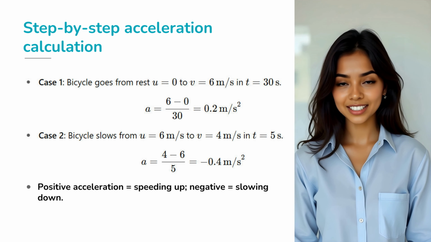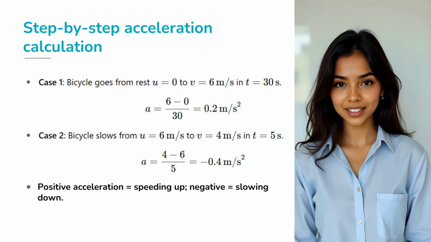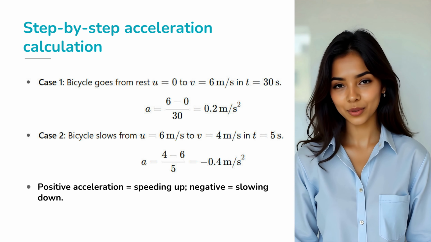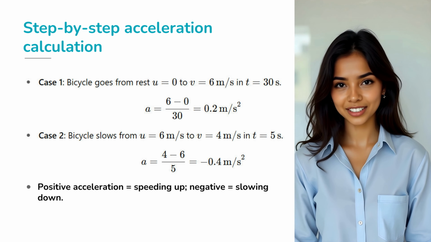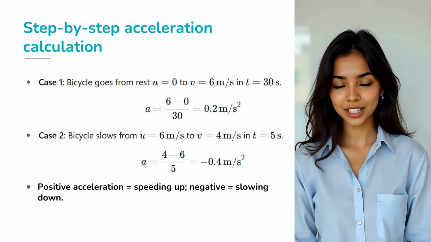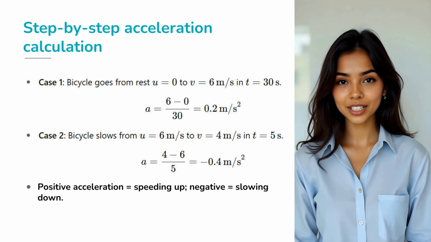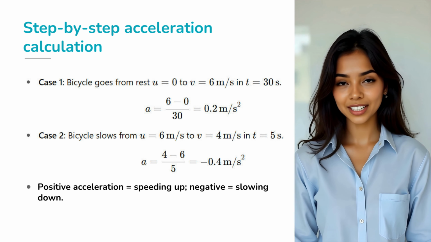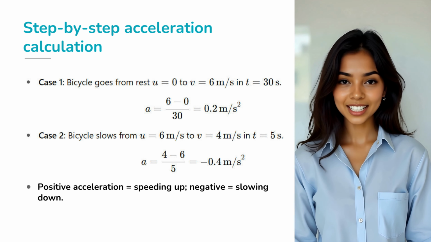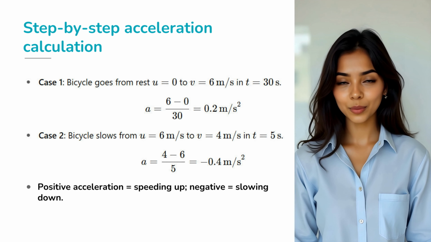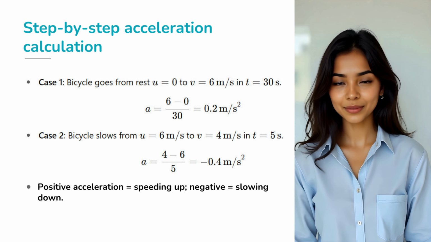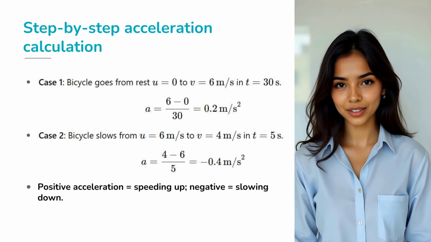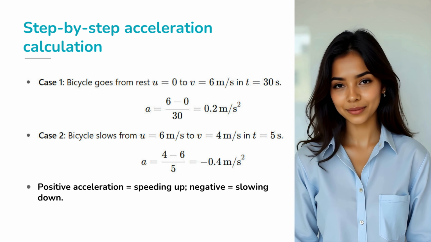Let's calculate acceleration step by step with a real example. Case 1. Rahul starts from rest, so initial velocity u equals 0. He reaches a final velocity v of 6 meters per second in 30 seconds. Substituting in the formula, a equals (6 minus 0) divided by 30. That gives 0.2 meters per second squared.